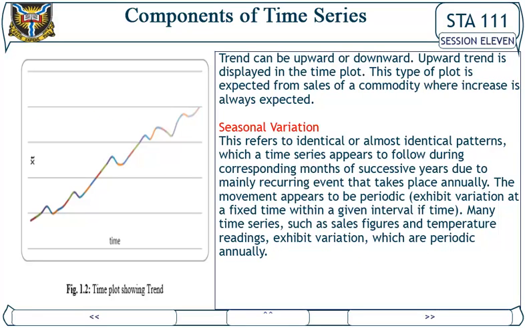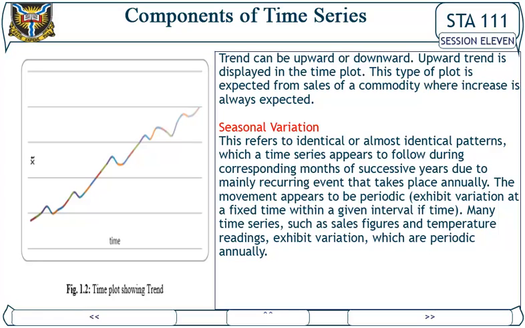The time plot below shows trend in a series. Figure 1.2. Time plot showing trend. Trend can be upward or downward. Upward trend is displayed in the time plot. This type of plot is expected from sales of a commodity where increase is always expected.